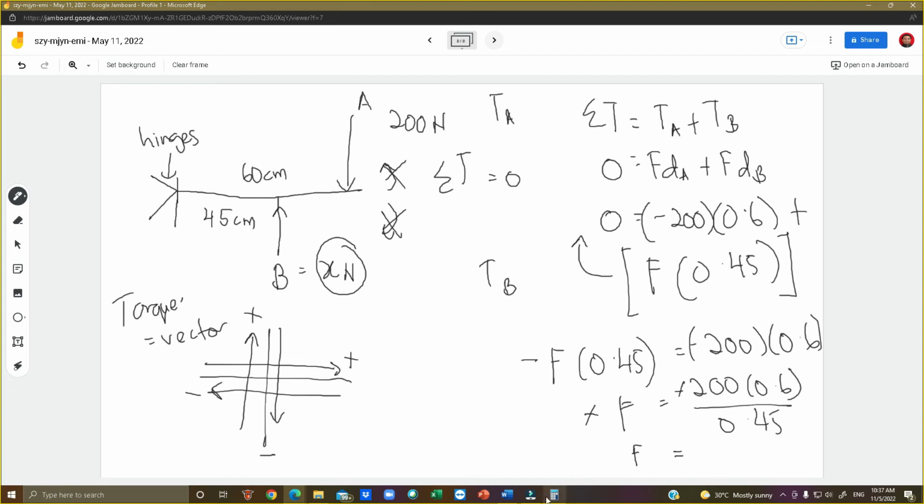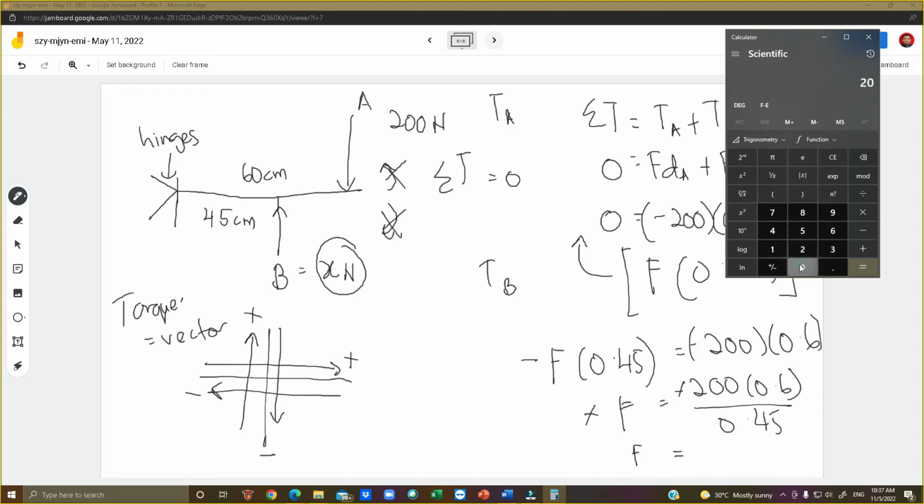Sikit. Ya ke? 200. Tak percaya tu. Orang dah bagi jawapan tak percaya. Dia rasa kau ni.